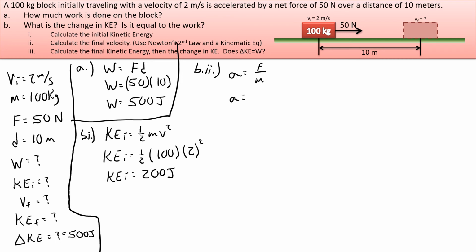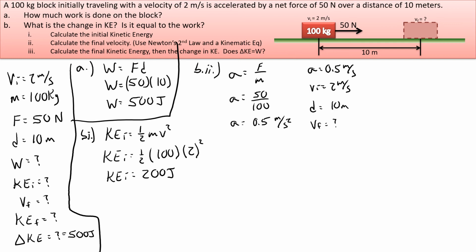If we know what the acceleration is, we can use a kinematic equation. So the force is 50 newtons, the mass is 100 kilograms. Your acceleration is 0.5 newtons per kilogram, or meters per second squared we would use, right? Because we're talking kinematics right now. So we know the acceleration, we know the initial velocity, we know the distance. We're looking for the final velocity. So which equation should you use?